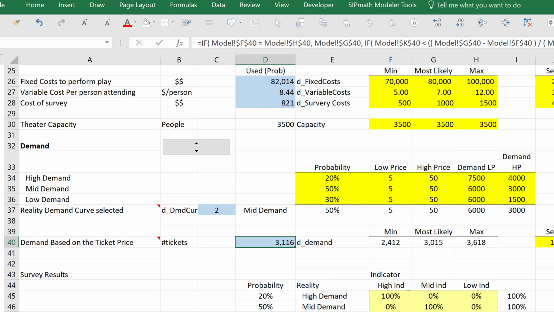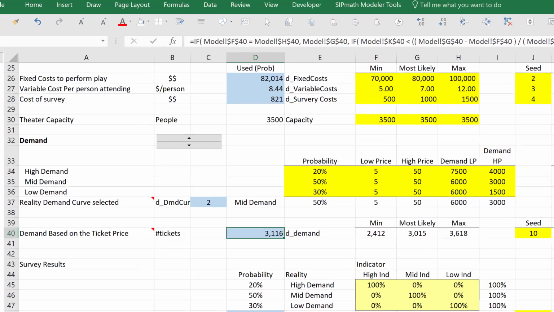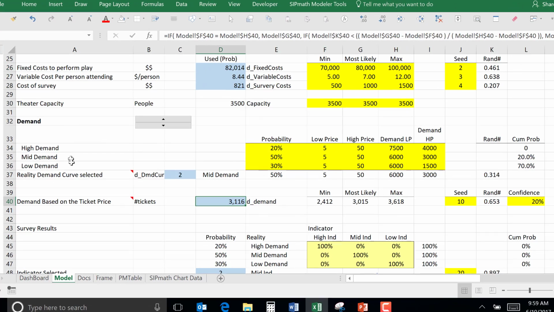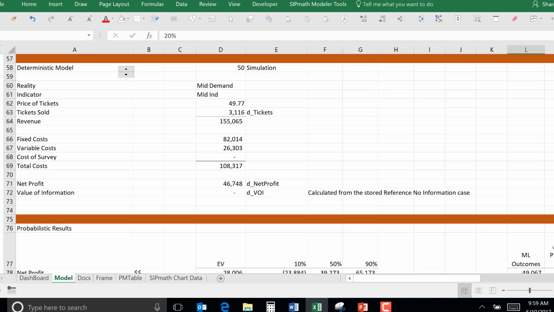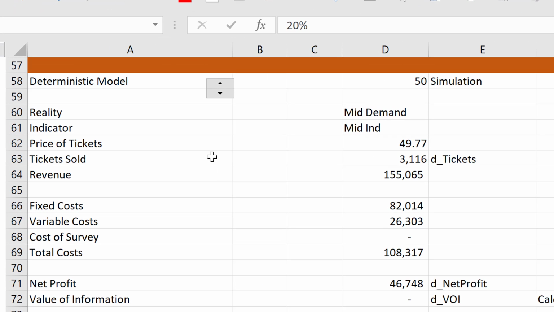We talked about having an uncertainty around each of those high, mid, and low demand curves. And this is where that confidence interval is specified. It's 20%. The probability of each of these demand curves is shown here, 20, 50, and 30. And so eventually you come down to a deterministic case. So this is one of 1,000 simulations. This happens to be simulation 50.